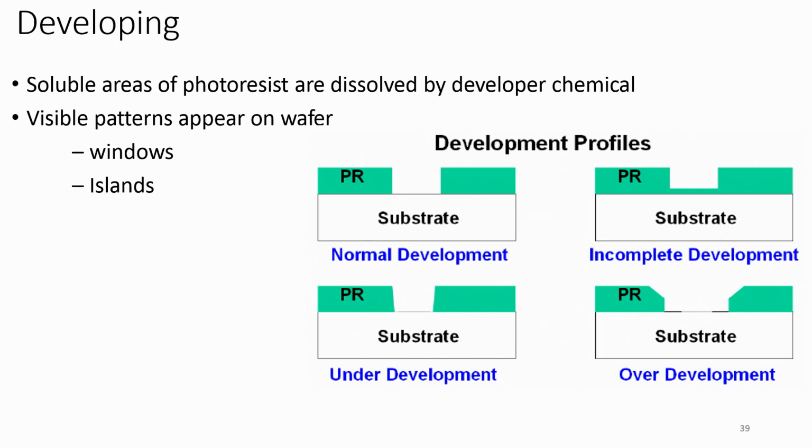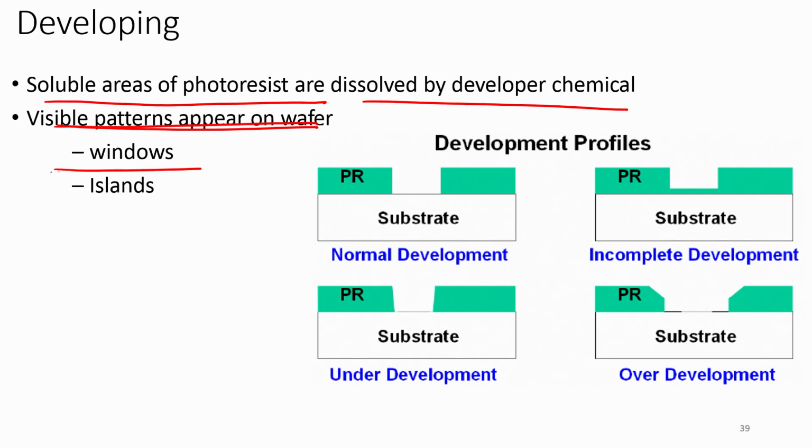So, after the photoresist is exposed to UV light, depending on the mask and type of photoresist, we will obtain different patterns, right. So, how can we obtain them? By developing the photoresist in photoresist developer. The soluble areas of photoresist are dissolved by the developer chemical, and visible patterns appear on the wafer, either windows or islands, whatever we have designed, right.